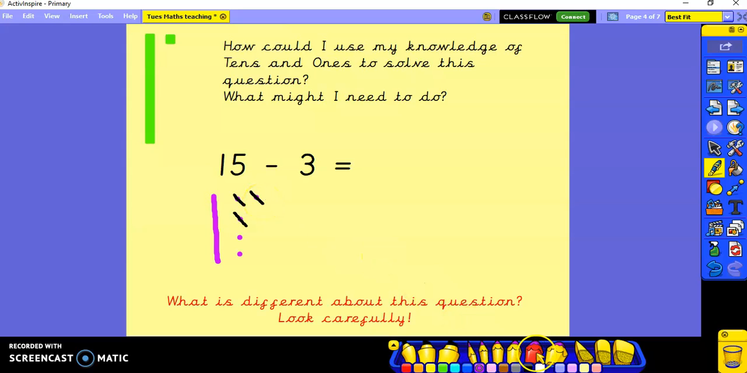So now I'm going to count up the answer. So we've got 10, 11, 12. So Miss Mole has 12 left. So well done if anybody else managed to work out the answer using their 10s and 1s as well.